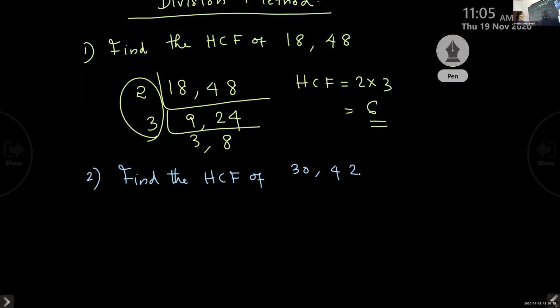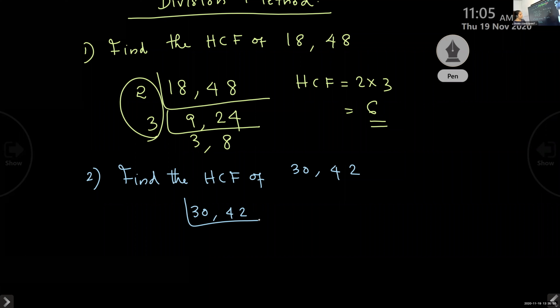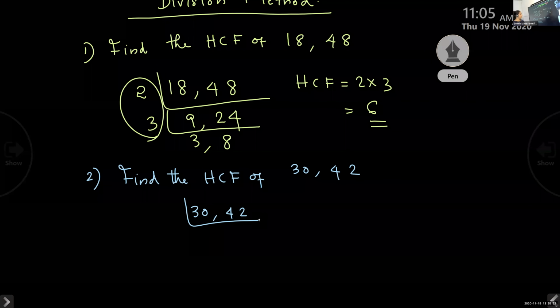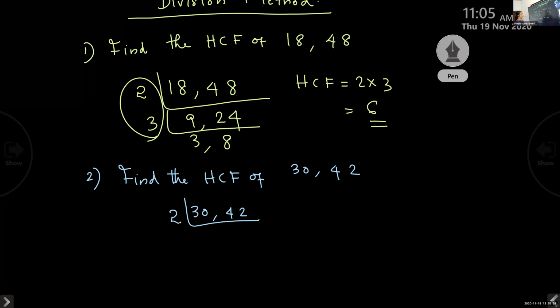Okay, children, how will you proceed? No need of writing now, you just listen. 30 and 42. The same way, prime factorization method, you look at the numbers. If it is an even number, we can divide by 2. If it is divisible by 3, we can add the digits and find out. So which number is possible? Ma'am, 2 and 3. 2 and 3 both. Okay. So first we will divide by 2.